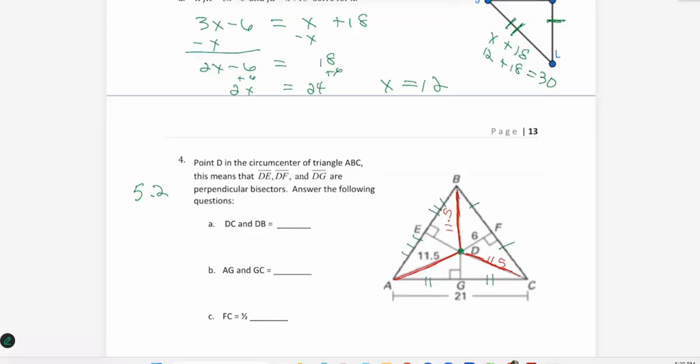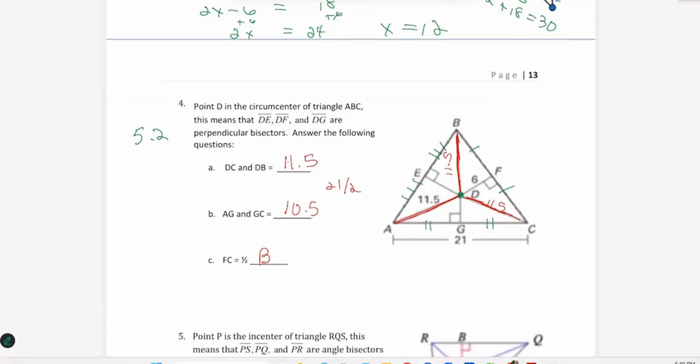DC and DB. DB, okay, I just figured that out. Those are both 11.5. AG and GC, that's going to be 21 divided by 2, which is 10.5, since that's been bisected at point G. Okay, so they're 10.5. And FC is 1/2 of BC. Okay, so those should be good.